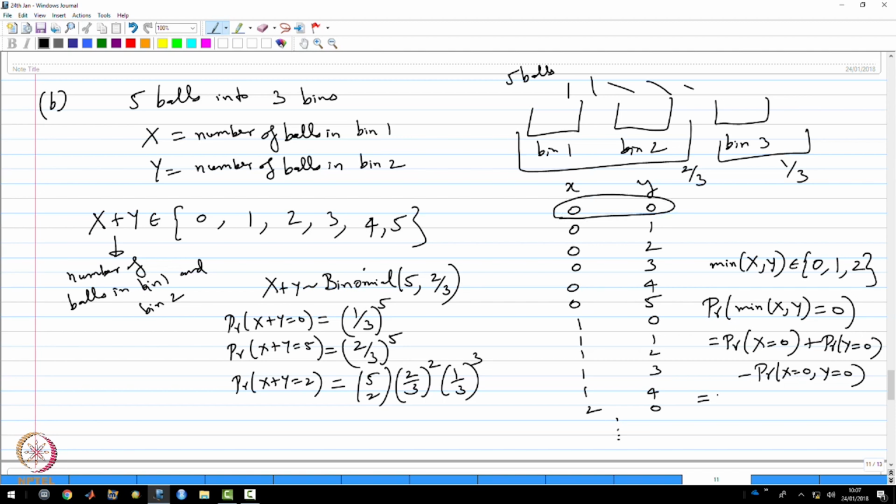The reason why I write it like this is that the probability that x equals 0 I can easily calculate. What's the probability that x is 0? No ball landed in bin 1. All the balls should land in bin 2 or bin 3, so that is just (2/3) to the power 5. And the probability that y equals 0 I can also easily compute. That's again (2/3) to the power 5. What's the probability that both x and y are 0? That's (1/3) to the power 5. So this will be the answer for min of x, y equal to 0.